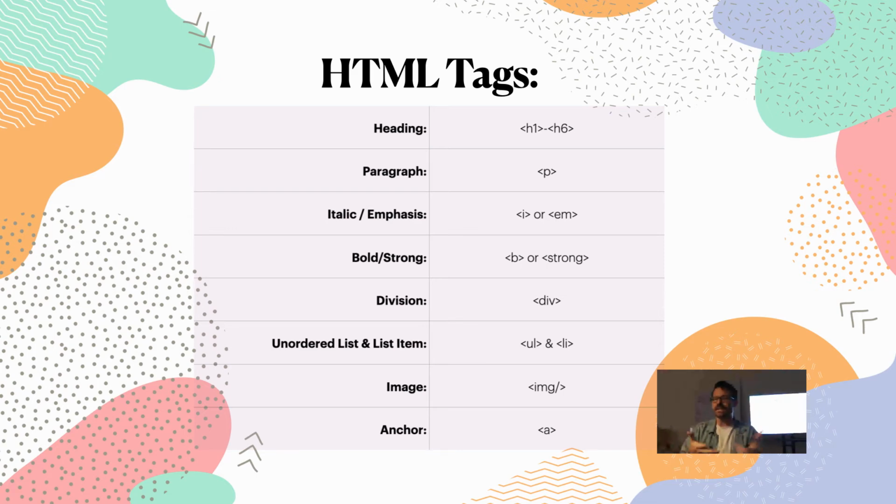Italic or emphasize, they're the same thing essentially. You would just put I for italics. B for bold or strong. Again, it's almost 100% the same thing. It's just 2 different ways of writing it.